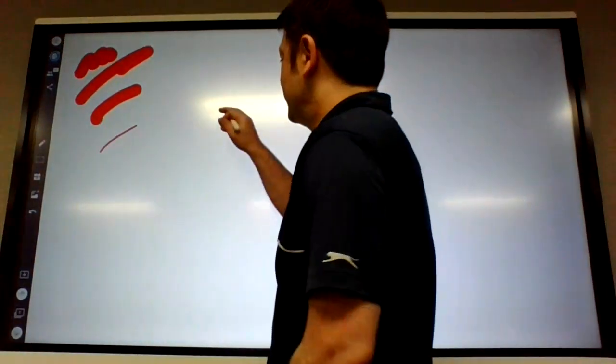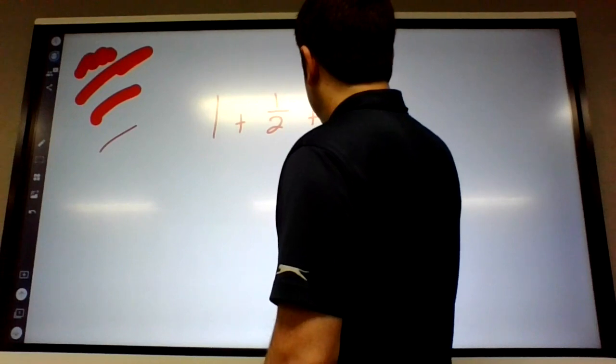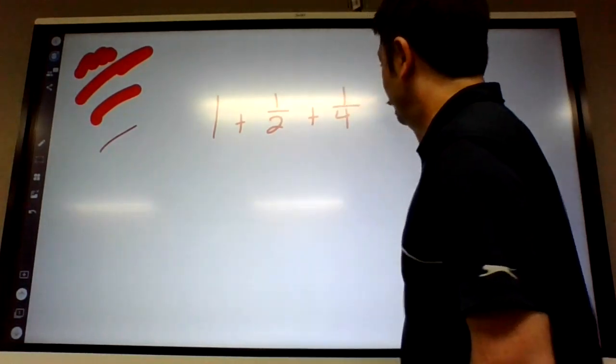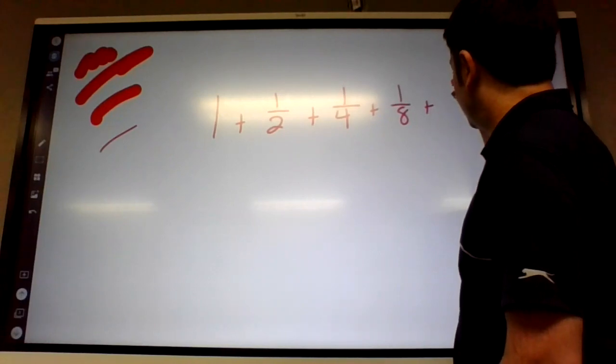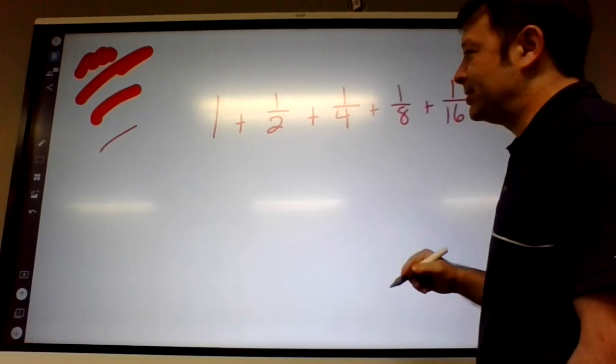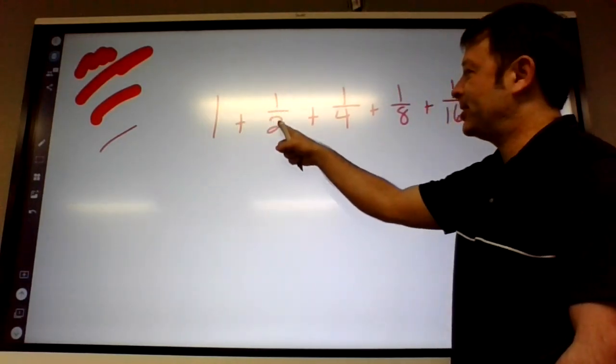So we're talking about the sum of infinite series today. Series are where you just keep adding over and over again. Actually, we're talking about infinite geometric series. Geometric means you get from one term to the next by multiplying.